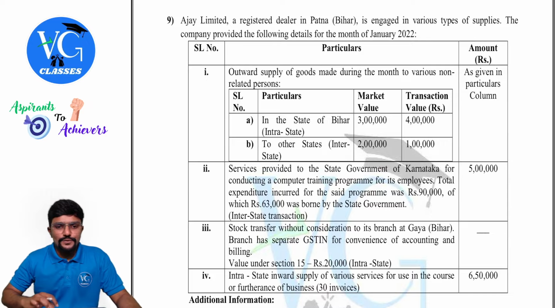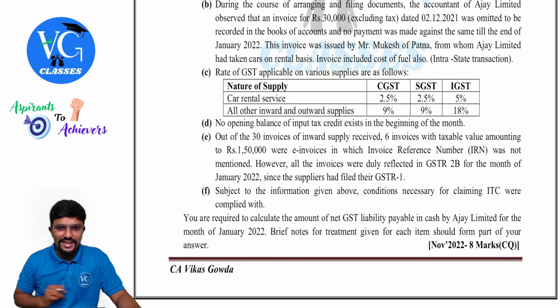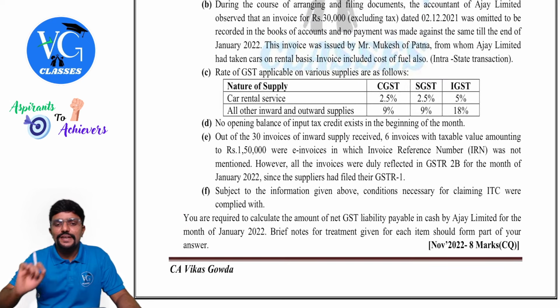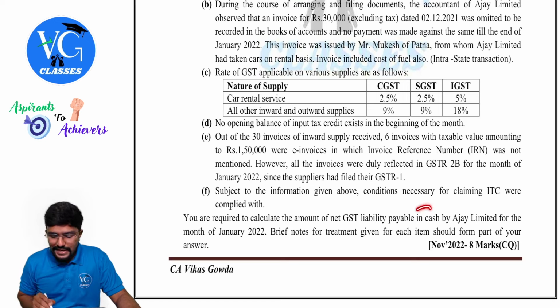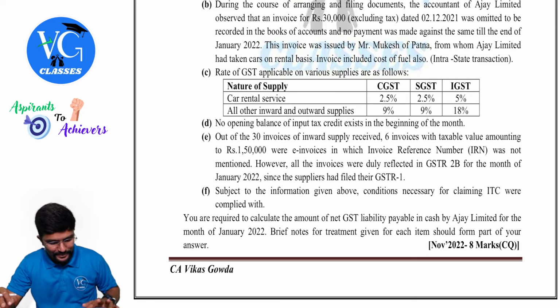Ninth question. So lengthy question. Whenever it is lengthy, our strategy should be last. You are required to calculate the amount of net GST liability payable in cash by Agile Limited for the month of January 2022. Brief notes for treatment given for each item should form part of your answer. November 2022, 8 marks question, guys, asked as compulsory.